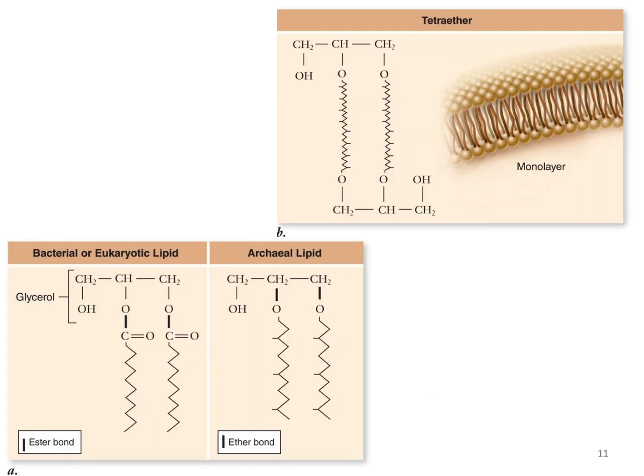The cell membranes also differ between archaea and bacteria. There's a different type of linkage: one group has an ester linkage, which I believe is the bacteria and eukarya, and the other group has an ether linkage. So there are these differences. That's kind of the basic overview. We're going to go into more detail in the different groups next time.